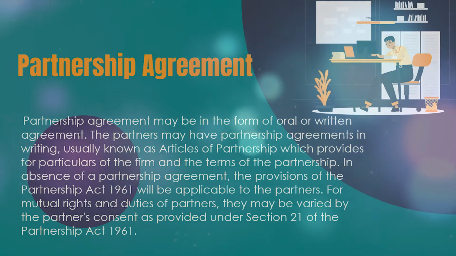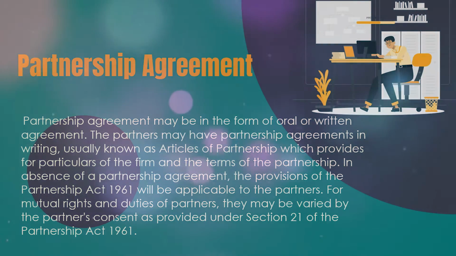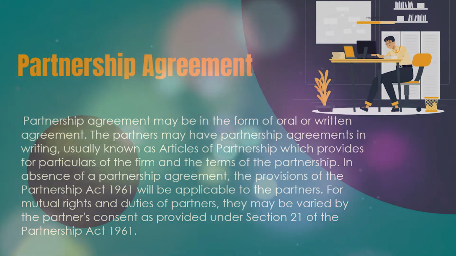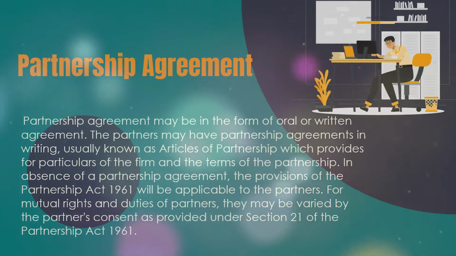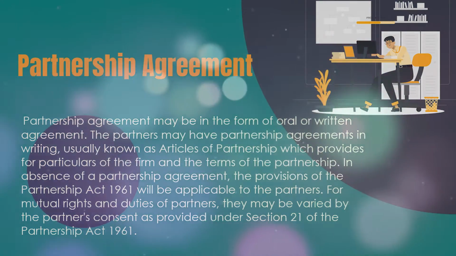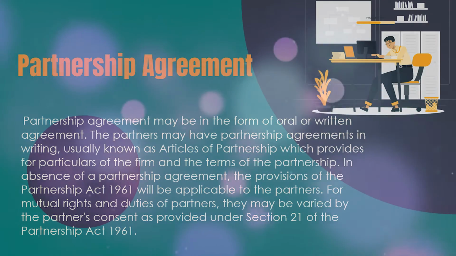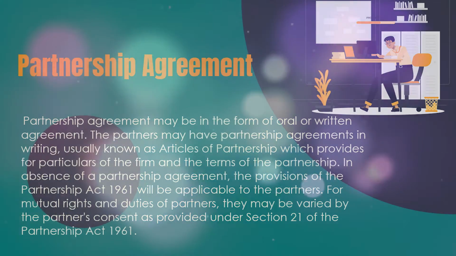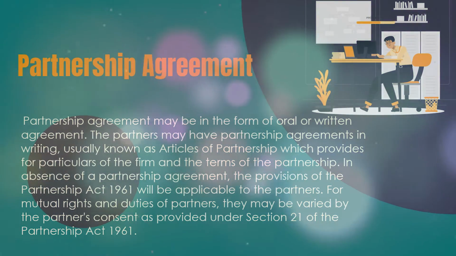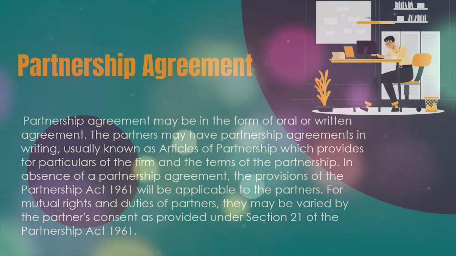In the absence of a partnership agreement, the provisions and terms of the Partnership Act 1961 will be relevant and applicable to the partners. The mutual rights and duties of partners may be adopted by the partners' permission as provided under Section 21 of the Partnership Act 1961.